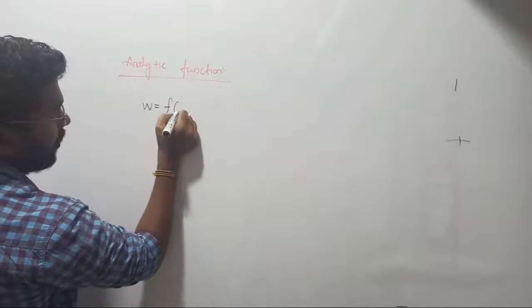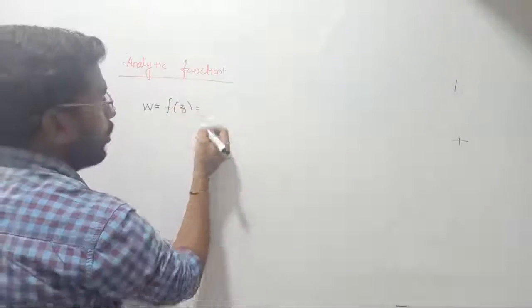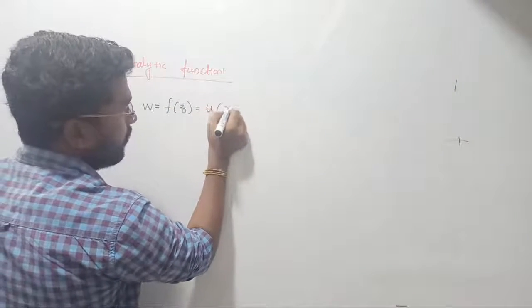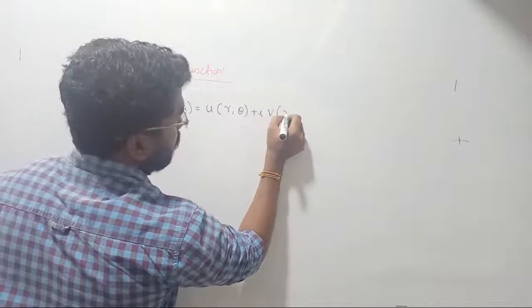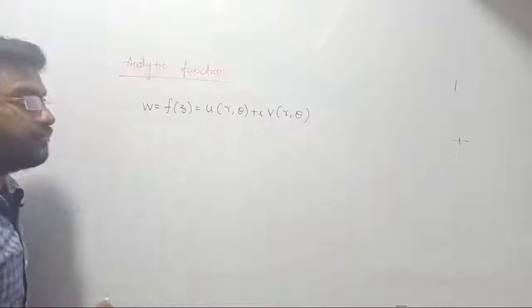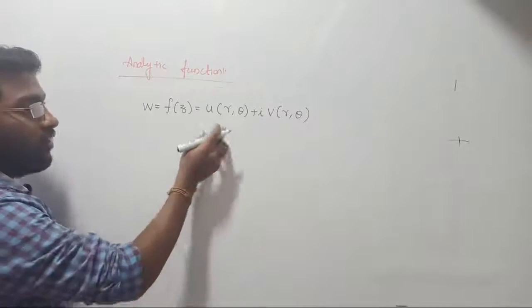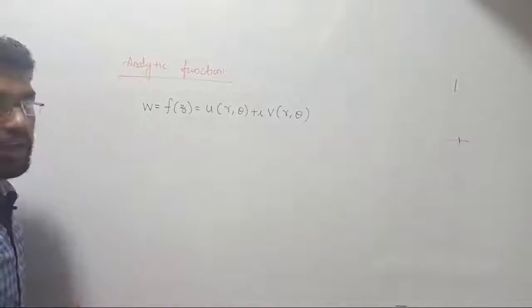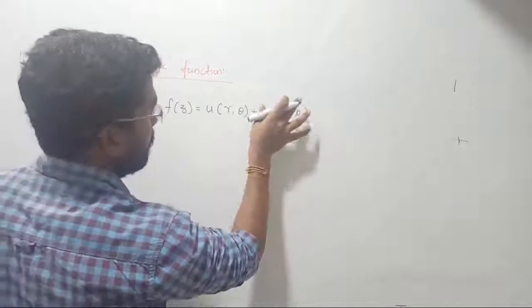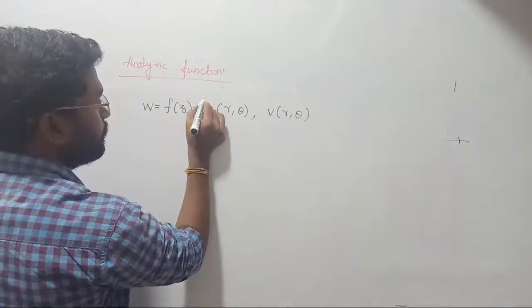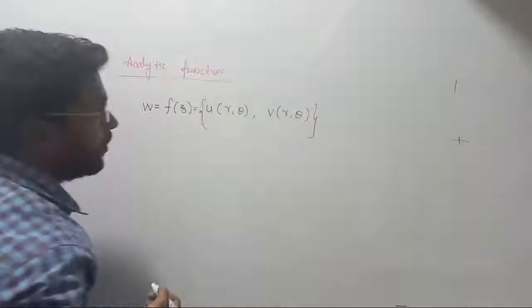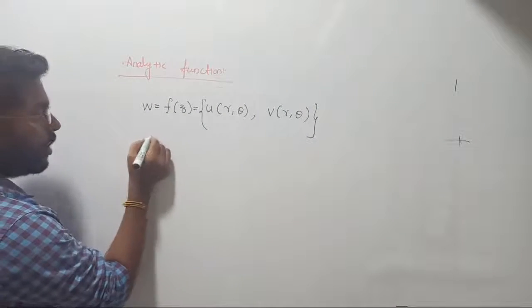So same variable, but in polar domain we are considering u as a function of r comma theta, plus v also a function of r comma theta, right? If you are considering these two, guys, you cannot write it like this. Let us consider, you write it like this, right? Because we are in polar domain. Now let us write the function.